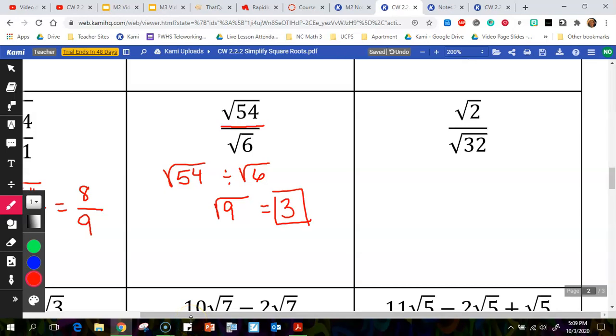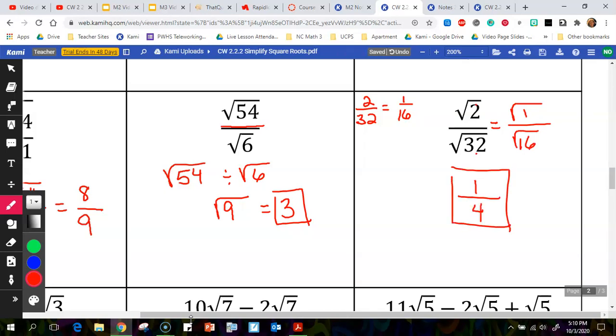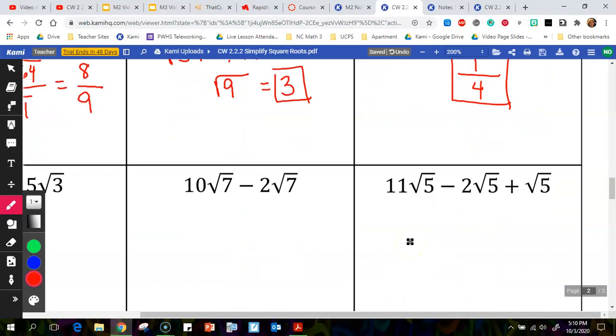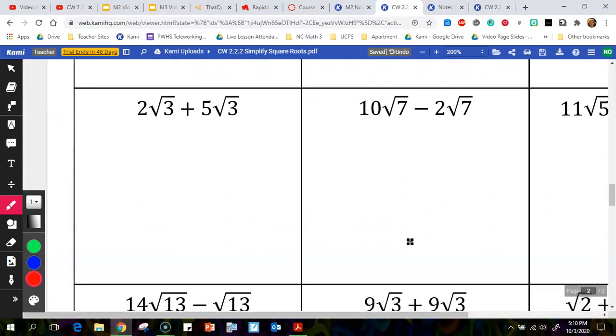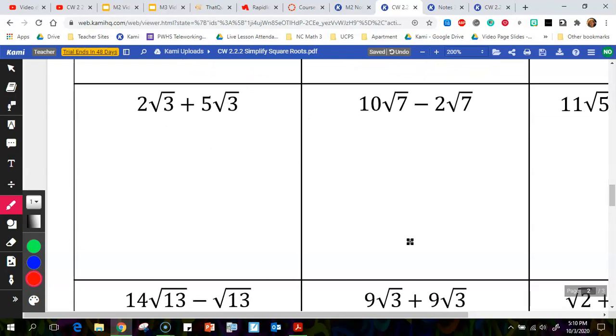Okay, and then this one over here, very similar. This is the square root of 2 divided by the square root of 32. Instead of rewriting it, what I can do is simplify 2 over 32. I can divide both of these by 2, and that's 1 over 16. So this also equals the square root of 1 over the square root of 16. Well, the square root of 1 is 1. The square root of 16 is 4. So I can rewrite that as 1/4. The problem comes in when you have a radical still left in the denominator. And I think we'll get to one of those in a little bit.